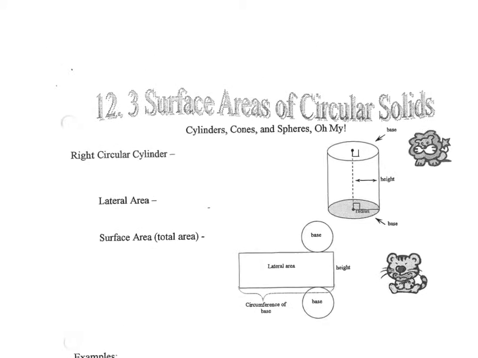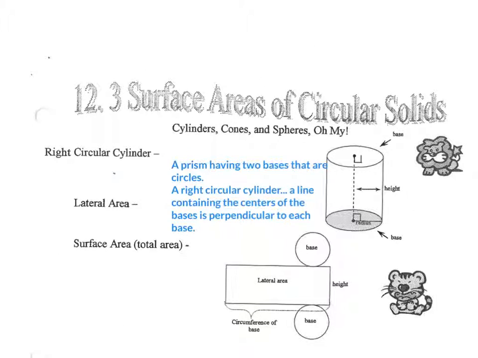A right circular cylinder is a prism having two bases that are circles. The right circular cylinder means that if you have a line containing the centers of the bases, it is perpendicular to each of the circular bases.